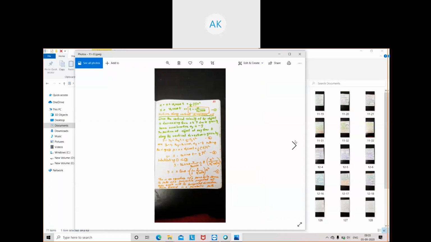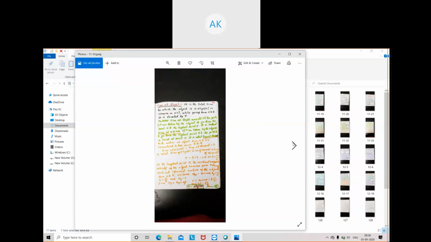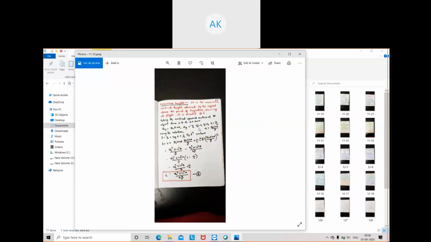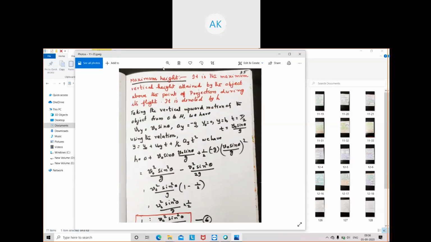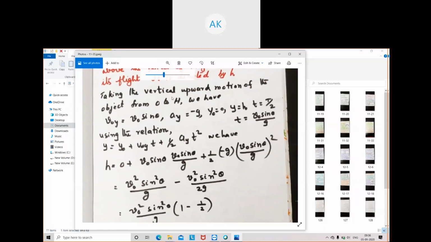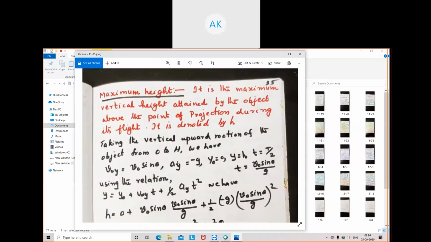Derive the expression for maximum height. Maximum height means the body reaches the highest point H. What is maximum height? From the ground level to the maximum height, what is that height? That you have to find out. It is the maximum vertical height attained by the object above the point of projection during its flight.